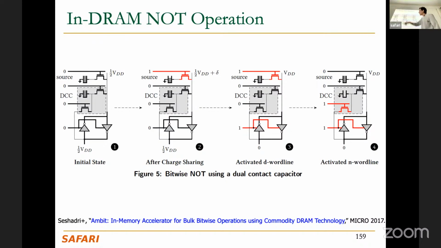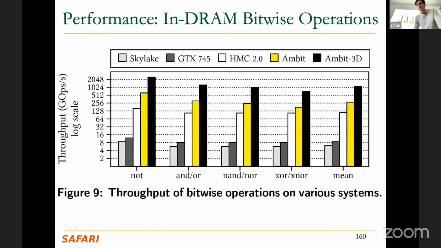And when we activate this access transistor that we have here, the negated value will be copied into the cell. That's a basic idea. There could be other ways of doing NOT. This is the way that the AMBIT paper proposed. You can check the paper for many results, but yeah, some of them are here. I think like very interesting ones.